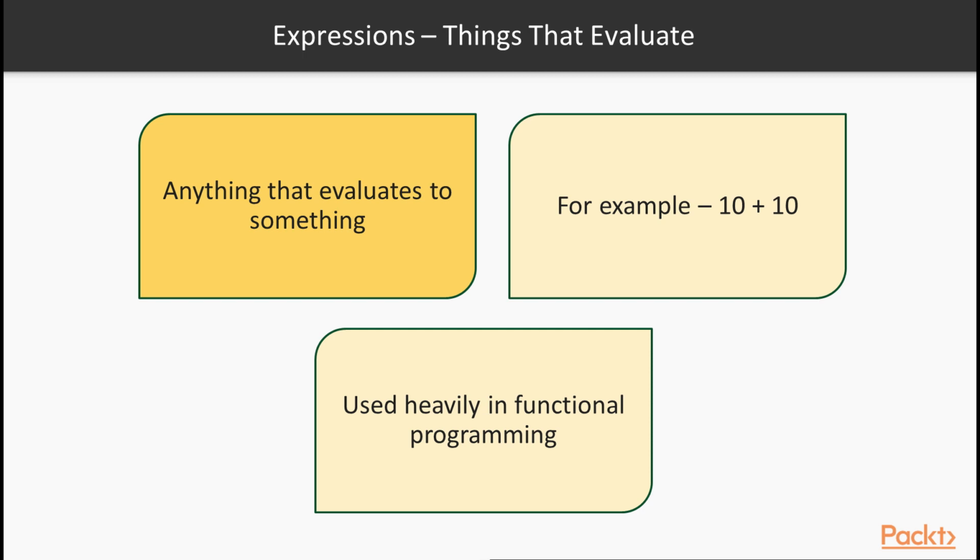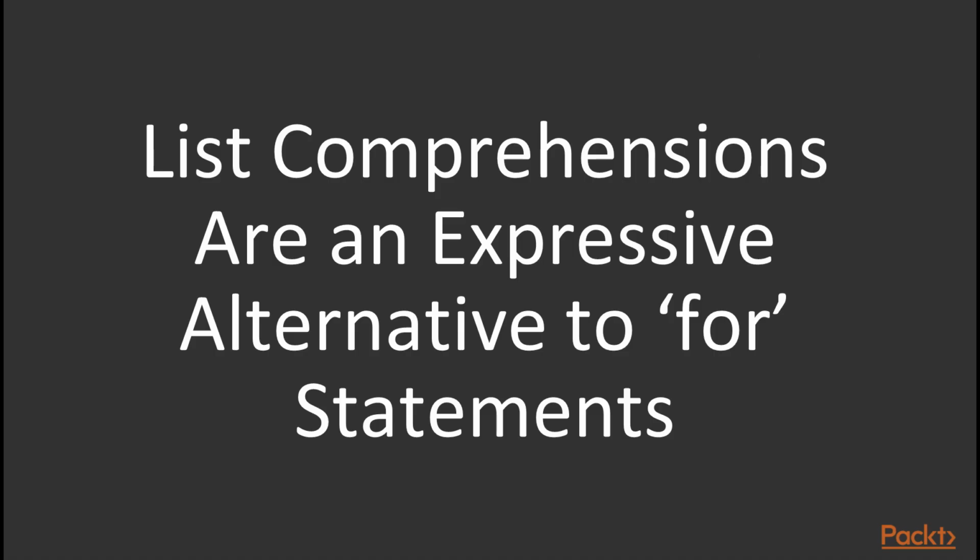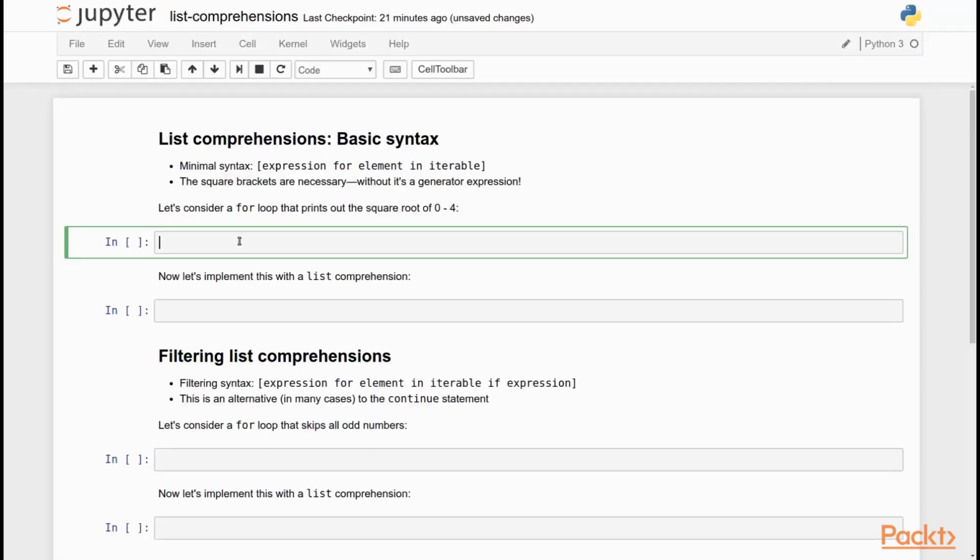Then we have expressions, and an expression is easy to recognize because it is anything that evaluates to something. So a very simple expression is 10 plus 10, right? That would evaluate to 20, but also function calls are expressions because they evaluate to their return value. And expressions are used heavily in functional programming. And a list comprehension is essentially an expression that serves, in many cases, as an alternative to a for statement.